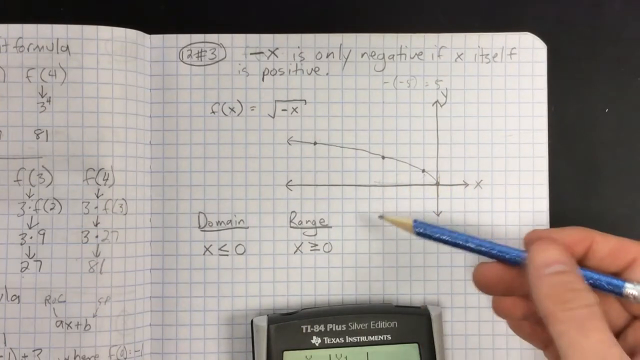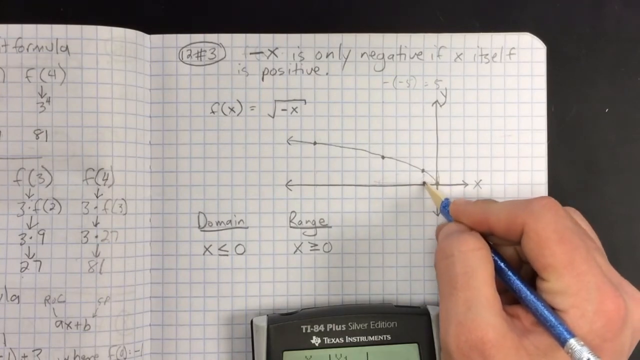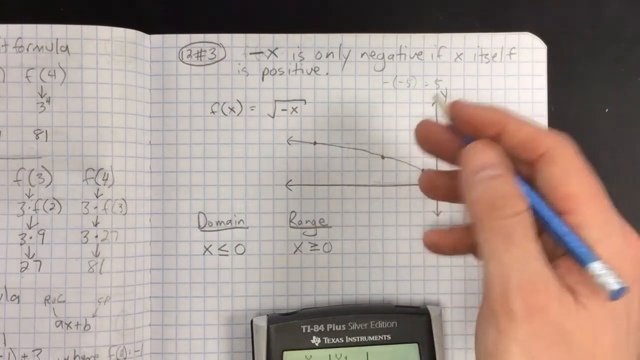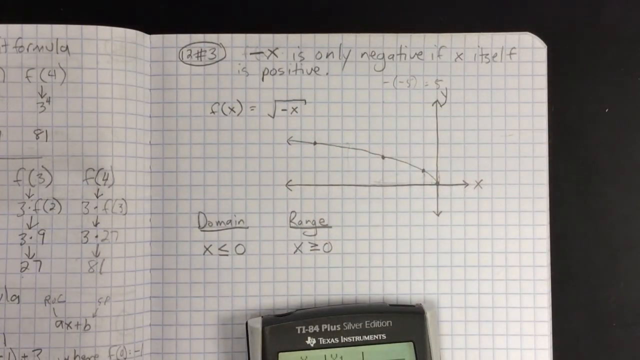And the range is any value you can get out. So you can get out 0, you can get out like 0.5, you can get out 1, you can get out 2, you can get out 3, you can get out 2.5, you can get out 1,000,000. So anything bigger than 0. That's the range.